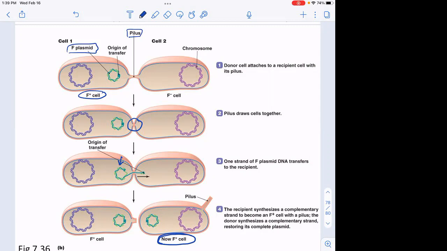Your book goes into a little bit more detail there and talks about how sometimes that F plasmid will actually incorporate into the cell's chromosome, and then we call it a high frequency recombination cell. We're not gonna worry about that, but there is a little step further you can go there if you're interested in reading about that. Okay.